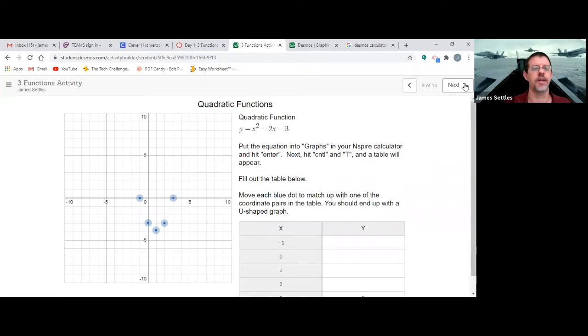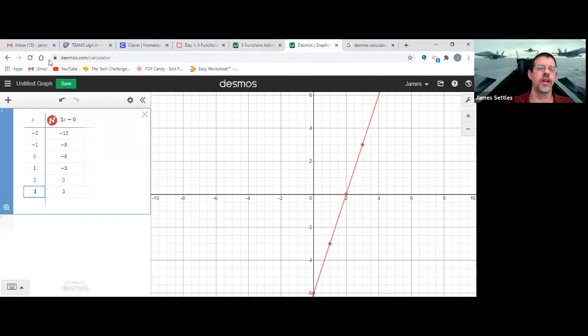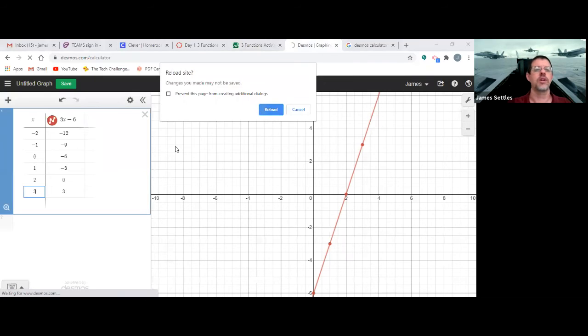Okay, we've already talked about slope. Okay, so now they want us to graph the quadratic. So here's the quadratic. So we're going to go graph that. I'm going to reload this real quick. So reload so it starts fresh.